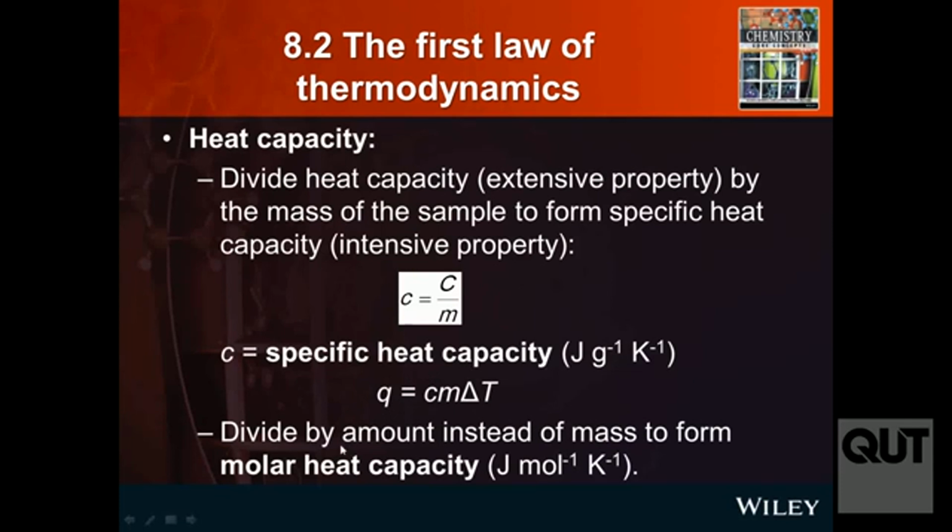Now we could divide instead by amount, which would be the number of moles instead of the mass. And you know the moles and the mass are related by the molar mass, right? So we can divide through by moles instead of by the mass of a thing, and we end up with what's called the molar heat capacity. Okay? All of these things are the way that we describe the relationship between the temperature and heat, because temperature and heat are not the same thing.